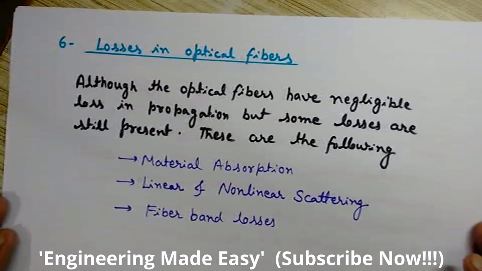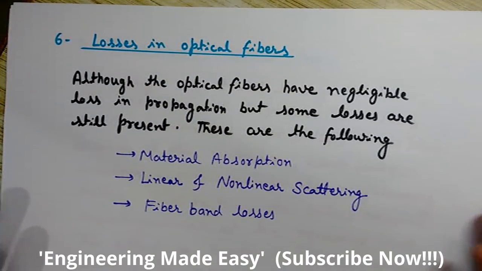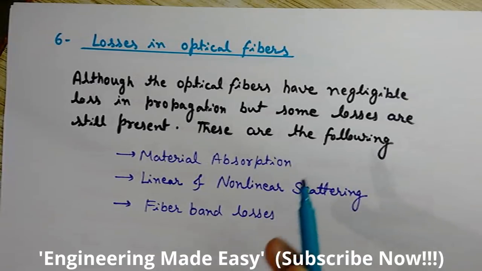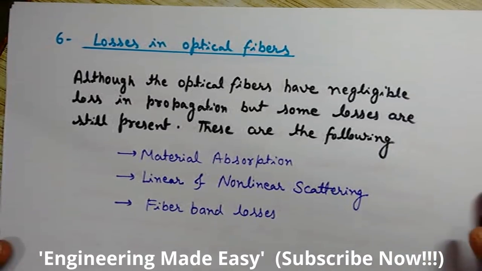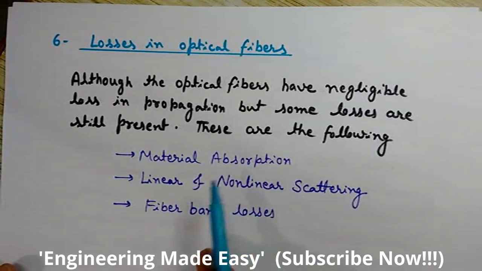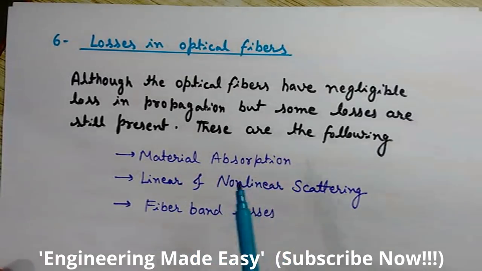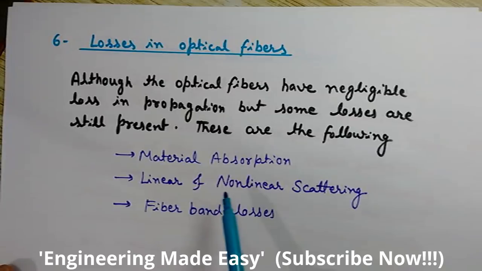Now the sixth point of our discussion is losses in optical fibers. Now we will discuss what are the various kinds of losses. As I have told you, although optical fibers have negligible losses while propagating, still there are some losses, although maybe very small. But what are these losses? These are the following. First is the material absorption. Second, the linear and non-linear scattering. And the third one is fiber bend losses.